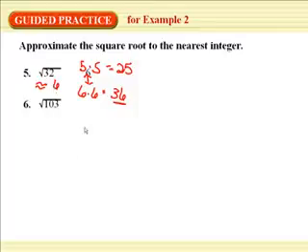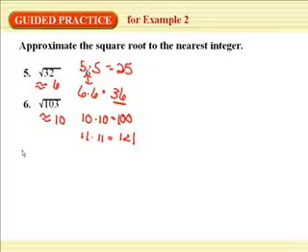The square root of 103, I know 10 times 10 is 100. I know 11 times 11 is 121. And 103 is closer to 100, so it's approximately 10. We know it's not exact, but it didn't ask us to find the exact, and it wanted it to the nearest integer. Those are integers, 6 and 10. They didn't want decimals there.